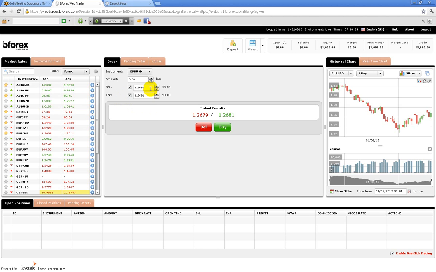Now, our stop loss always needs to be on a lower rate than what you can see here. Alright, so let's put a rate of 1.2665. I'm putting a rate which is lower than these rates. This is for the stop loss. For the take profit, I need to put a rate which is higher than these rates. So we have 1.2681. I will be putting 1.2695.